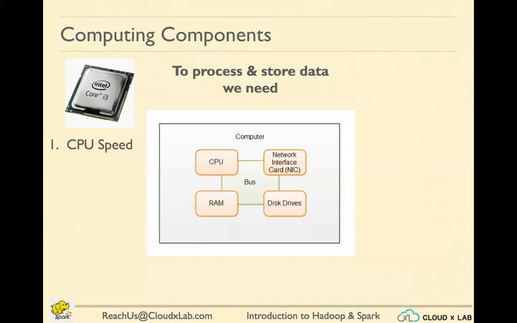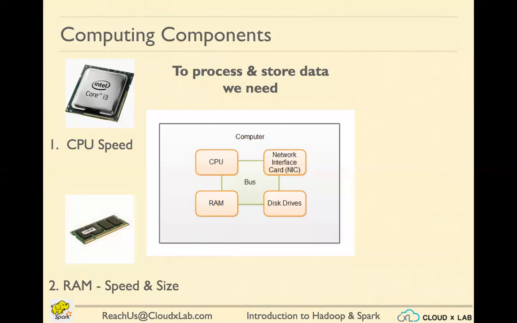Okay, so when we say gigahertz, it means the number of instructions per second. Gigahertz means a billion instructions per second. Megahertz means approximately a million instructions per second. Okay, so that's how you can think of it.